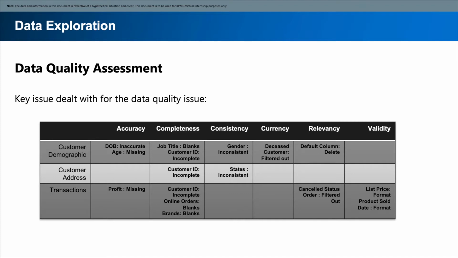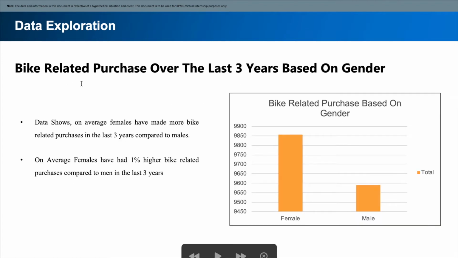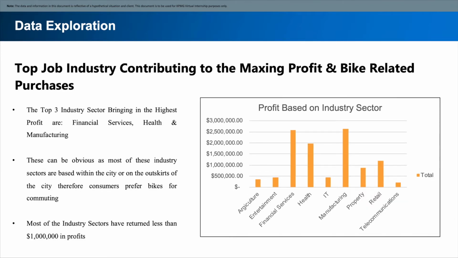The first step that I made sure to include in this PowerPoint presentation is data quality assessment. I've built a summary table which highlights the main data quality issues. The second part of the data exploration is the data insights that were gathered. The first data insight I mention is the bike related purchases over the last 3 years, based on gender. The second insight I touched upon was the industry contribution, which contributes to the maximum profit and also to the bike related purchases.